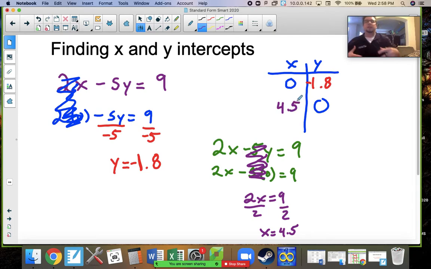I'm then able to plot those points. I'm able to plot those points to get my line.